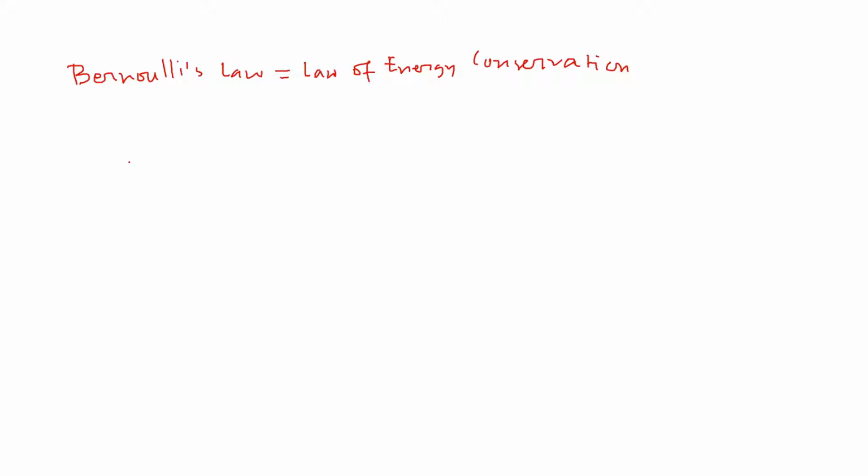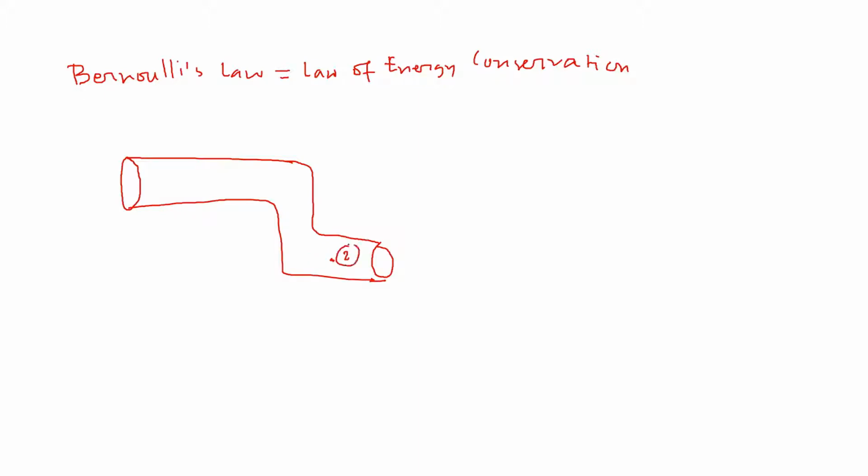Now in a fluid system, for example, let's imagine that we have a piping system like that. Let's say there is a point 2 here, and a point 1 here. So basically what Bernoulli's law says is that the total energy at point 1 equals the total energy at point 2. In a fluid context we can extend that into a little more meaningful terms.